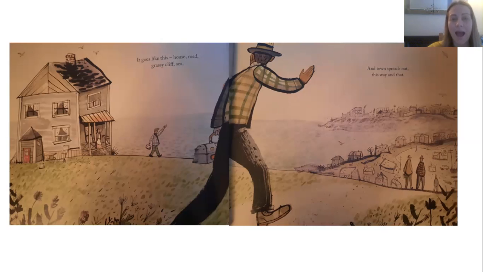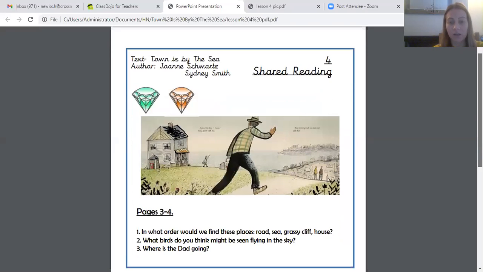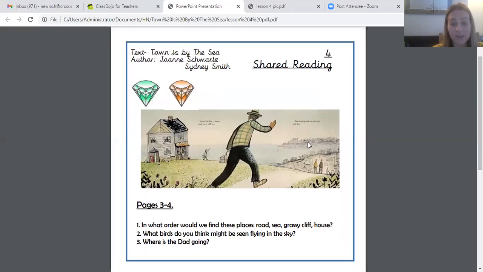Okay, I'm going to show you now your written work for today. And as you can see, it's got a picture of the 2 pages of the book on it, and it's got the writing as well. So as you're trying to answer these questions in your exercise books at home, you can look at the picture and that will help you.